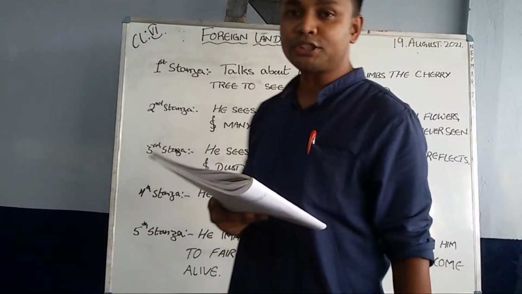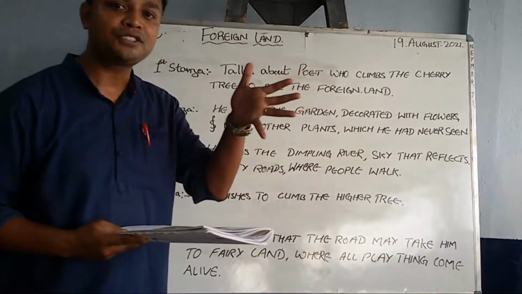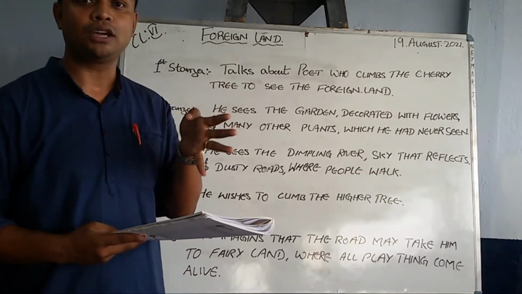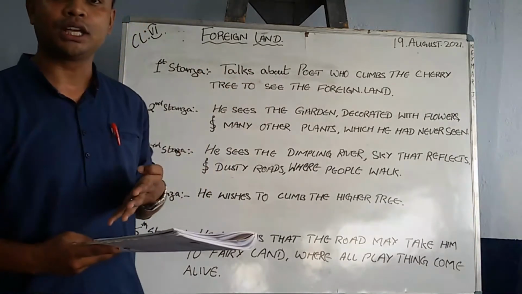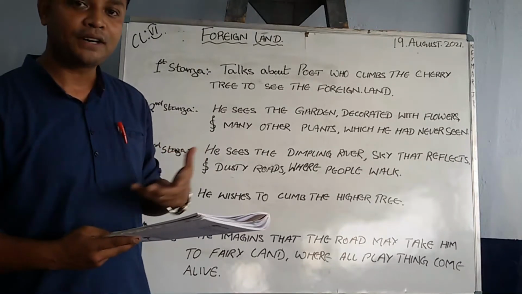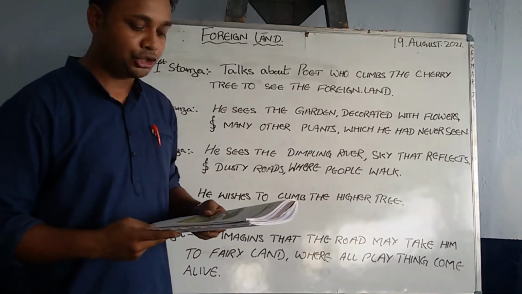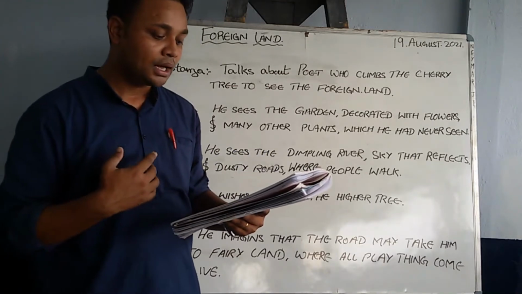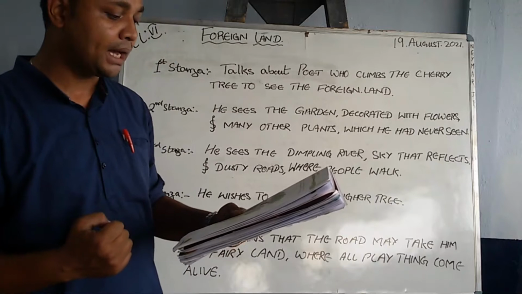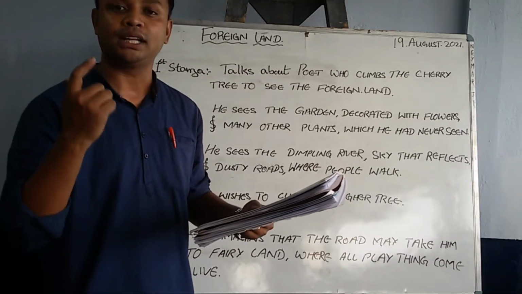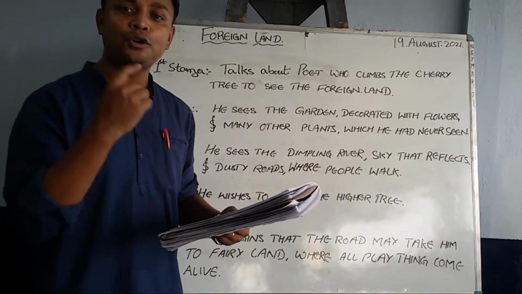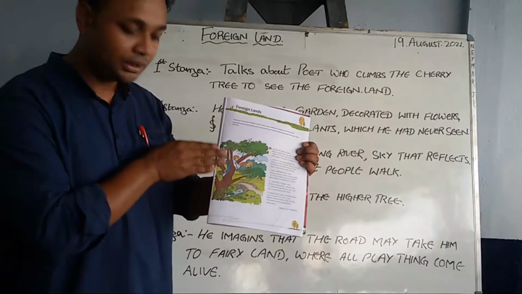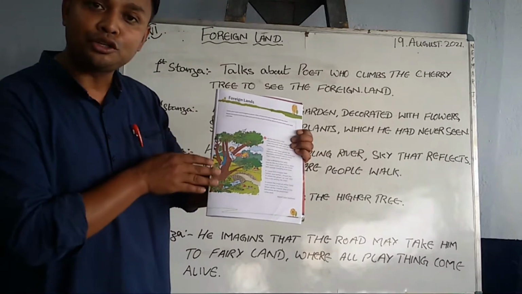The first stanza. There are 5 stanzas, and each stanza consists of 4 lines. So you try to evaluate when I teach you. Up into the cherry tree, who should climb but little me? I held the trunk with both my hands and looked abroad in foreign land. The first 4 lines exactly talk about the picture that is shown in the book.